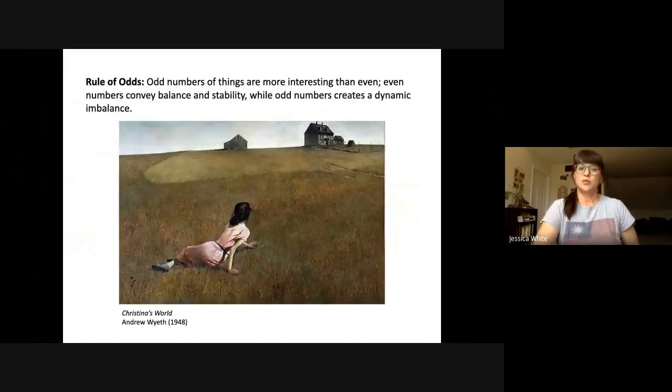So now let's talk about the rule of odds. There's a tendency for odd numbers of things to be more interesting than even numbers of things, because even numbers convey balance and stability, while odd numbers create kind of a dynamic imbalance. So here as an example is Christina's World by Andrew Wyeth, and we have three places where our eyes rest.